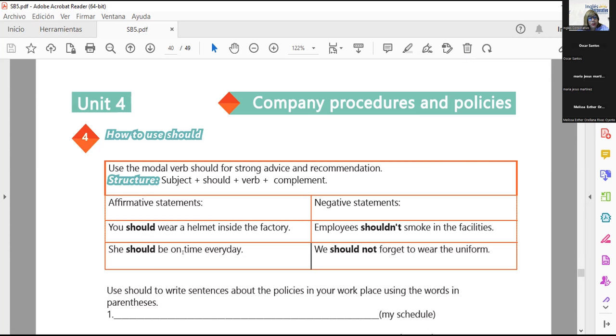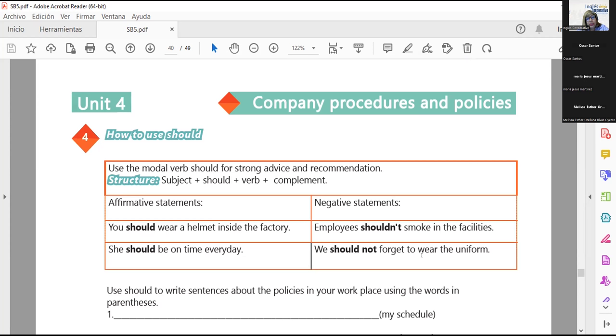Next, you should be on time every day. That is a policy too. You should be on time every day. Every day, that is always. Negative statements. Employees shouldn't smoke in the facilities. It's also a policy. You shouldn't smoke because a fire can happen.